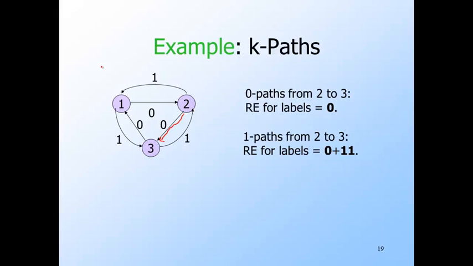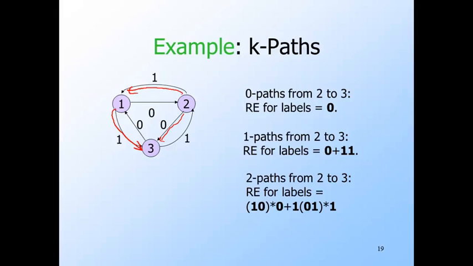The 1 paths from 2 to 3 can go through state 1, but not through 2 or 3. Thus, we can still follow the arc from 2 to 3 labeled 0, but we also can follow the arc labeled 1 from state 2 to state 1, and from there the arc labeled 1 from state 1 to state 3. Notice that once we get to state 1, we cannot go back to 2 in a 1 path, and if we go to 3, we're finished. The path must end.